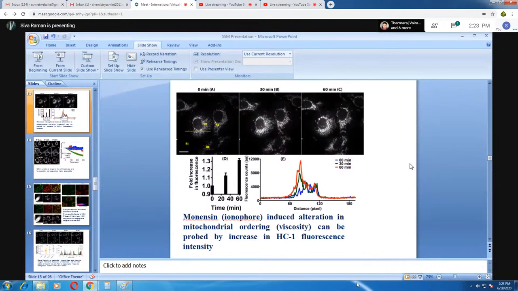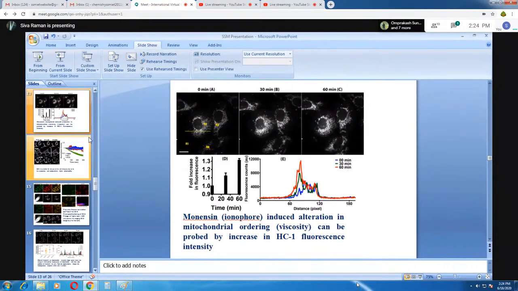Here it's clearly showing that after addition of monensin, an increase in the fluorescence intensity is observed. So it's clearly showing that HC1 can be used to image mitochondrial ordering or mitochondrial viscosity changes inside the cells, to study the viscosity changes inside the cells.